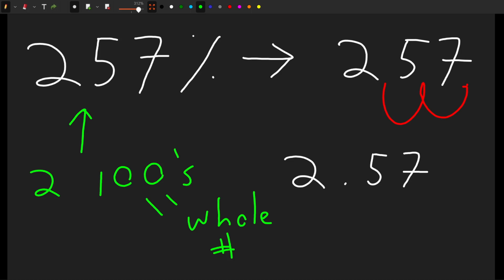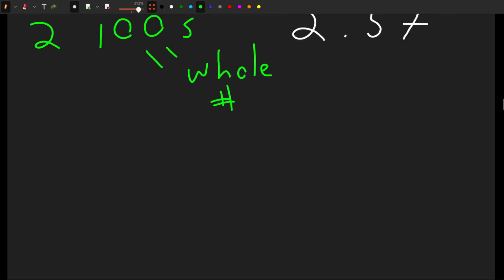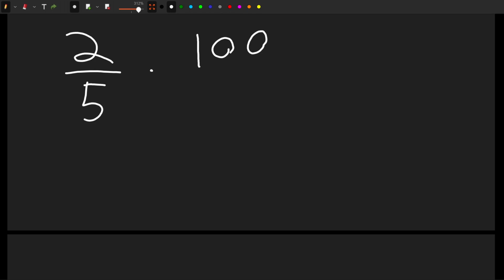Last thing we're going to talk about is rewriting a fraction as a percent. And so in order to rewrite a fraction as a percent, let's say we have a fraction 2/5. If you want to write this as a percentage, you need to multiply your fraction by 100. And then whatever answer you get is going to have a percentage sign at the end.